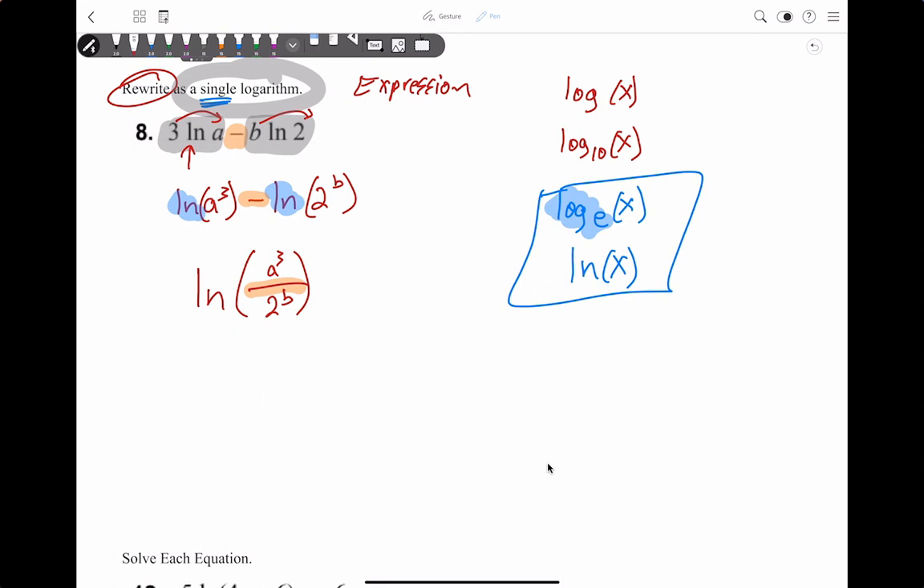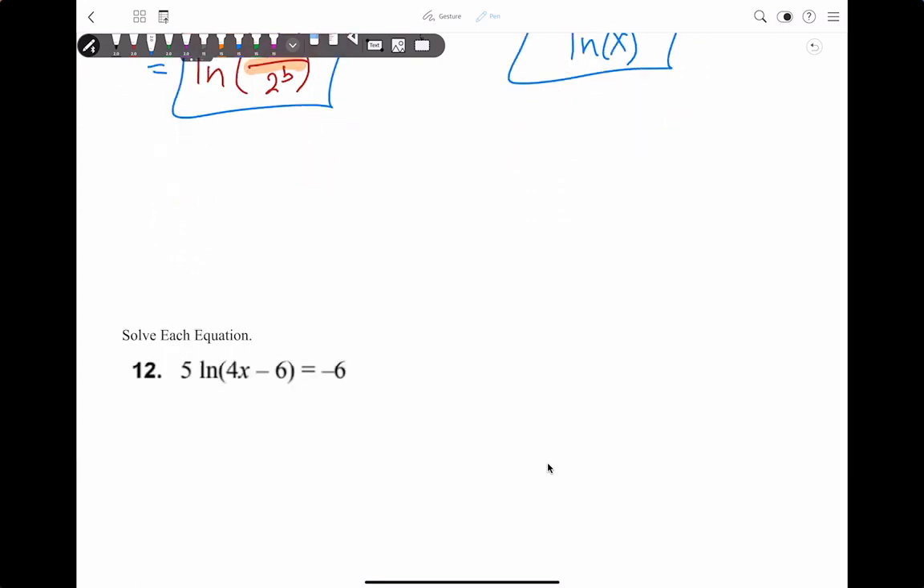Okay, now as far as simplification, this is pretty much it. Our goal was to get it written to one logarithmic function, which I was able to do here. Okay, so now let's move on to our next question.